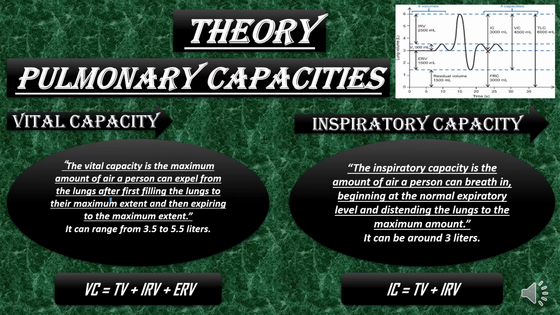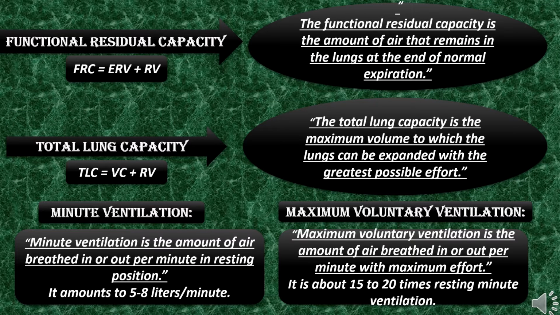The next term is inspiratory capacity. It may be defined as the maximum amount of air a person can inhale with maximum effort after normal expiration. Functional residual capacity is the volume remaining in the lungs after a normal passive exhalation. Next is the total lung capacity, defined as the volume of air present in the lungs upon the maximum effort of inspiration. The average lung capacity is about 6 liters.